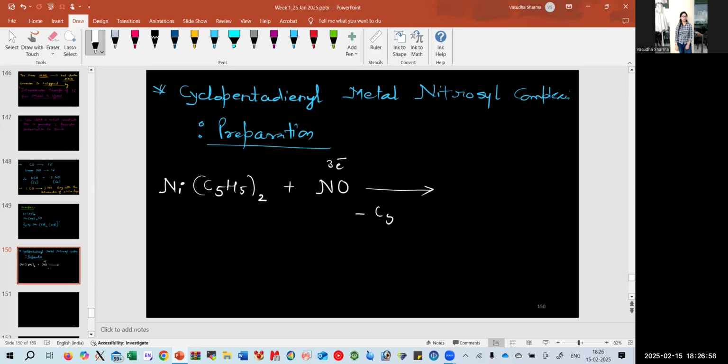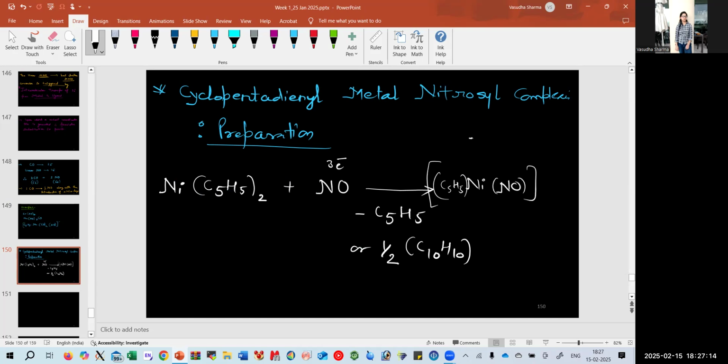Therefore, it is going to reduce C5H5, or we can write it as half a molecule of C10H10, making nickel C5H5 on this side and 1 NO. Now, this is an 18 valence electron complex, and this is a 20 valence electron complex.